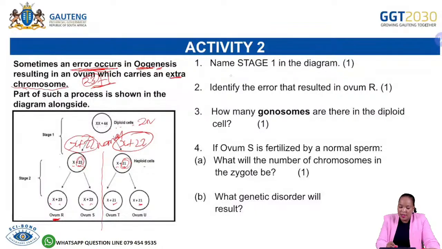Number 1 says, name stage 1 in the diagram. Stage 1, you've already spoken about that. And I was careful not to mention that when I was going through the diagram. Then number 2, identify the error that resulted in ovum R. Then you go and check ovum R. What was the error that took place there? Then number 3, how many gonosomes are there in a diploid cell? Then number 4, if ovum S is fertilized by a normal sperm, what will the number of chromosomes in the zygote be? Then you use the numbers there just to give us the number. Then what genetic disorder will result?